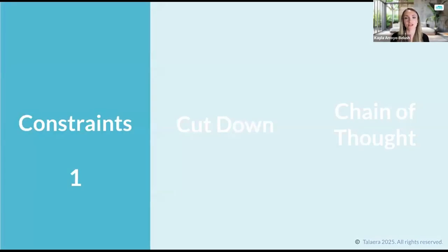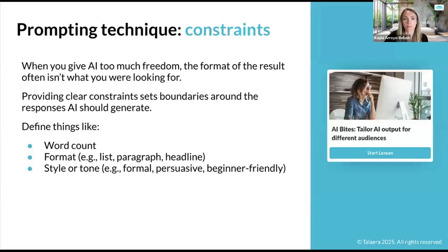So these are 3 really quick things you can do to help improve your prompting technique as well. One of them being constraints. This is where you tell AI specific things that you need to define, such as word count, formatting, or style or tone, so that when you create those boundaries, AI can be more creative for you. If it has too much freedom, then it might not give you exactly what you're looking for. And this is something that we talk about in our AI Bytes courses as well.